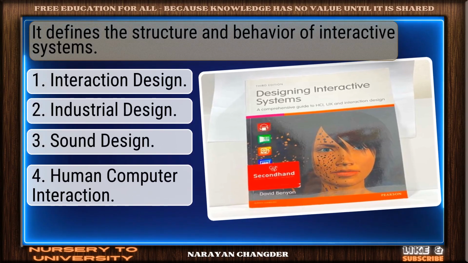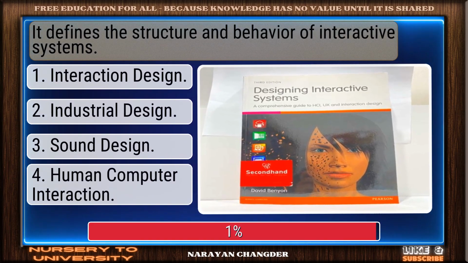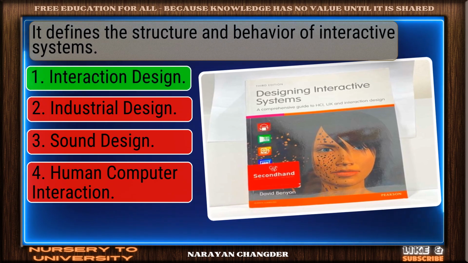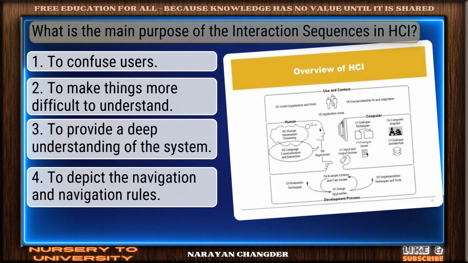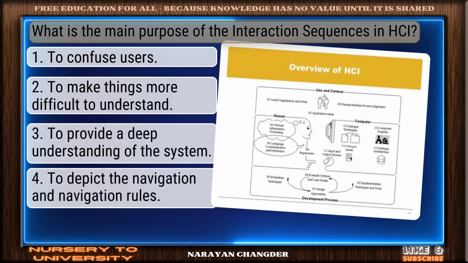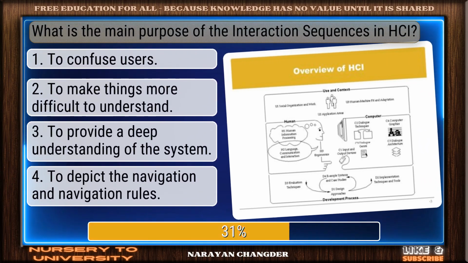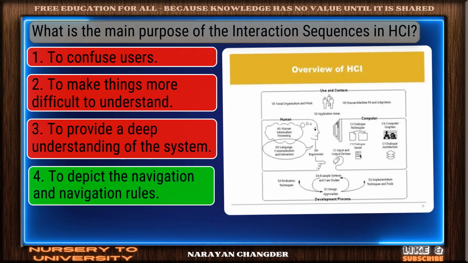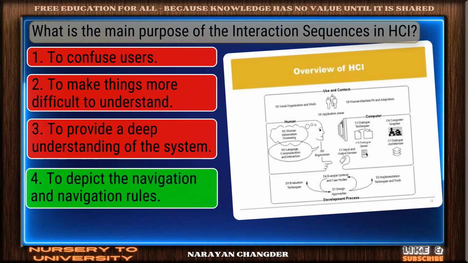Question number 27. It defines the structure and behavior of interactive systems. Good thinking. Interaction design is the right answer. Question number 28. What is the main purpose of the interaction sequences in HCI? Perfect. To depict the navigation and navigation rules is the correct choice.